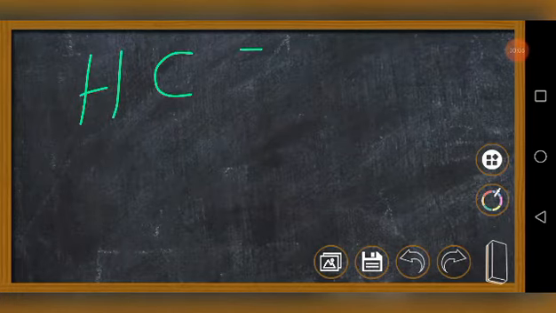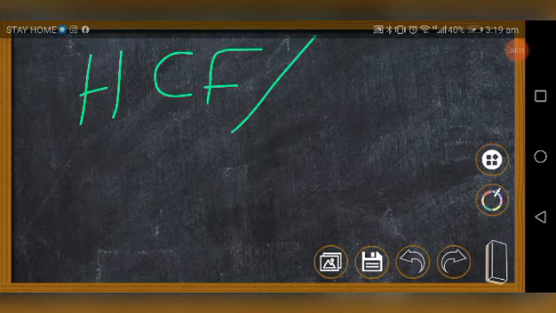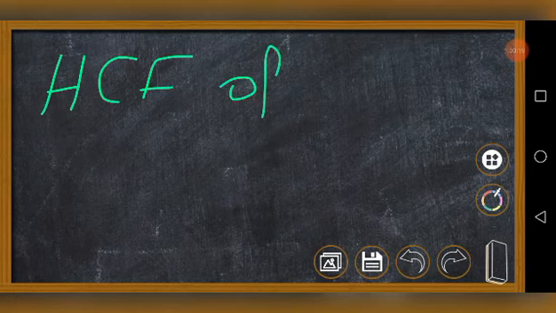Okay, now the highest common factor, or sometimes it's called the greatest common factor. Now find the highest common factor of the numbers 12 and 16. So again, I will choose the prime factorization division method.